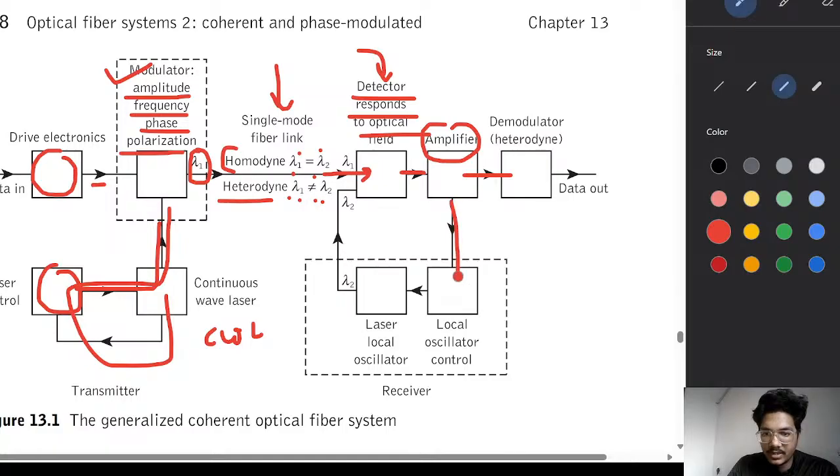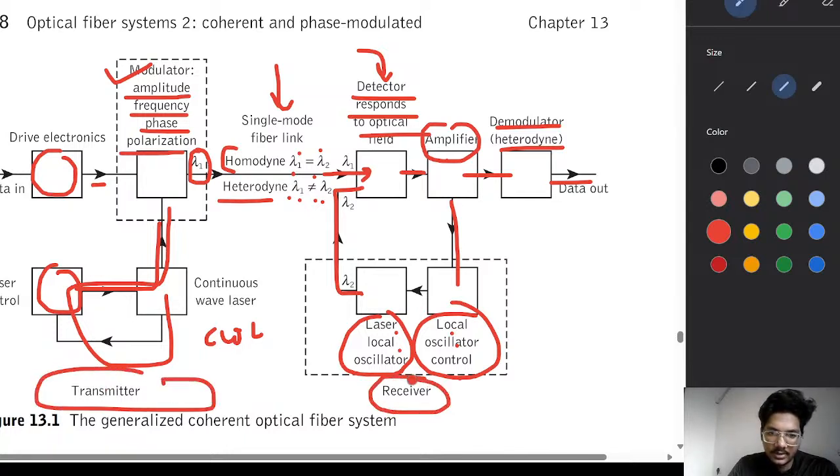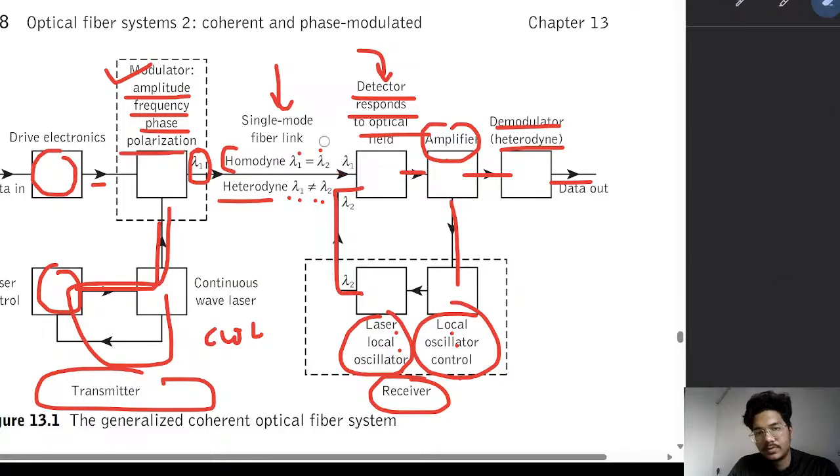So the amplifier has a local oscillator controller. Local oscillator control laser, local oscillator. You have lambda 2, amplifier and demodulator where the heterodyne things happen and the data is out. Okay, this is the transmitter side, this is the receiver side.